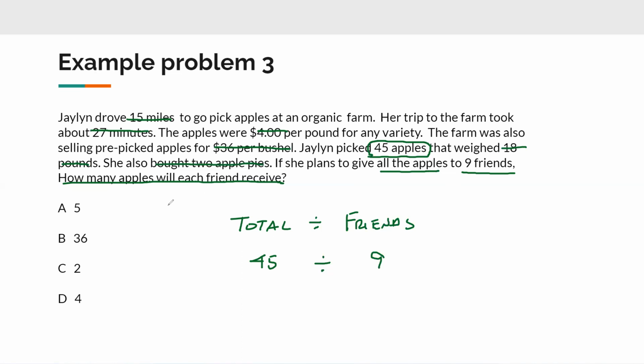All of that was there to distract us, to make it seem more complicated than it really was. All we have to do is divide 45 by 9, and we find out that each friend will get 5 apples. A pretty simple math problem buried in a lot of other stuff. So as you can see, if you take your time, you absorb the problem, you focus on what's being asked, you can figure out what needs to be done and arrive at the right answer.